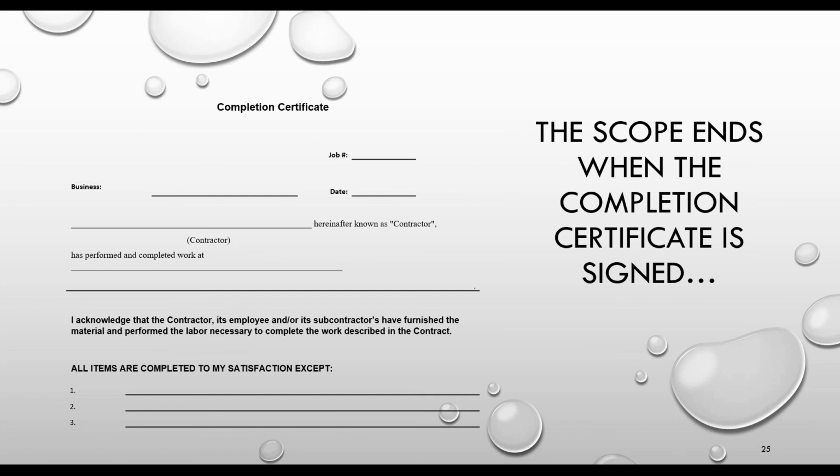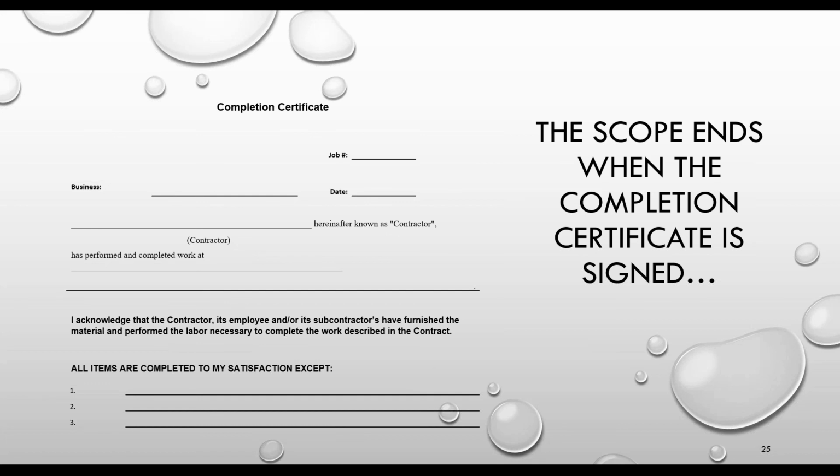Your scope starts when the phone rings. It ends when the completion certificate's signed. So you're through with the mitigation. You've got that done. You're going to give the customer a certificate stating that his building is dry, and your completion certificate for the mitigation portion is signed. That is when your scope is complete, and you can quit revising that scope. But other than that, things will change each day.